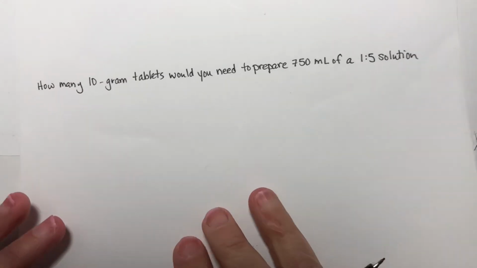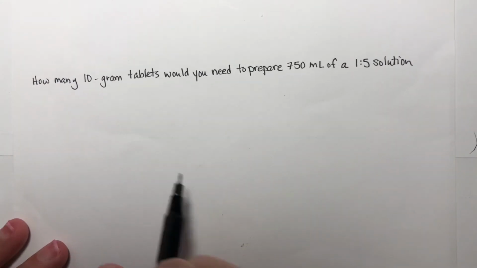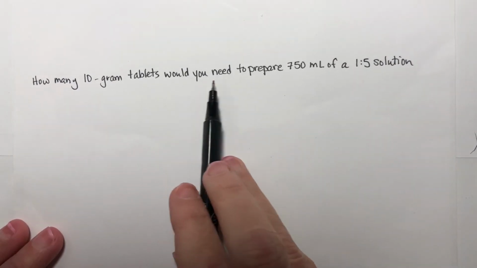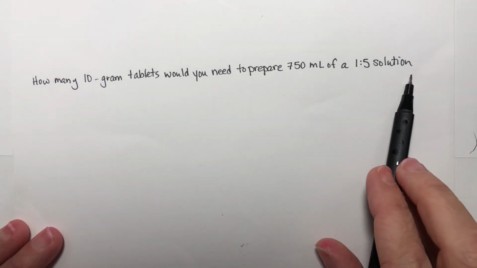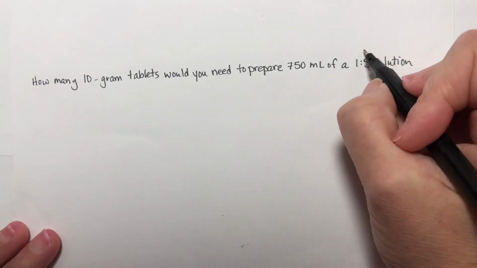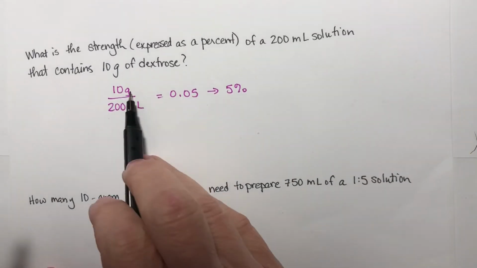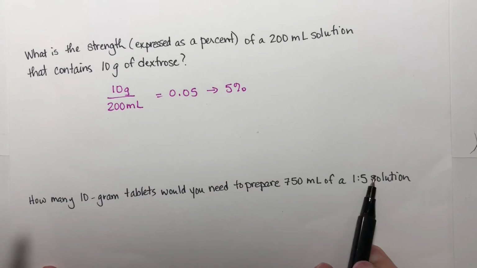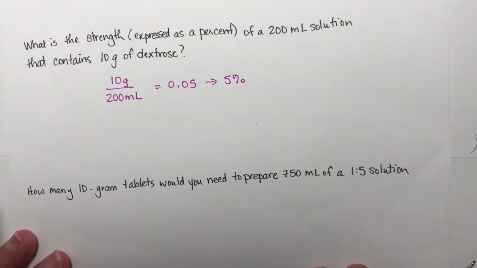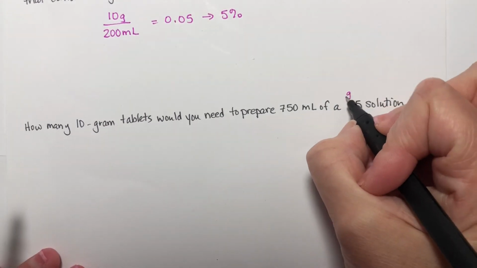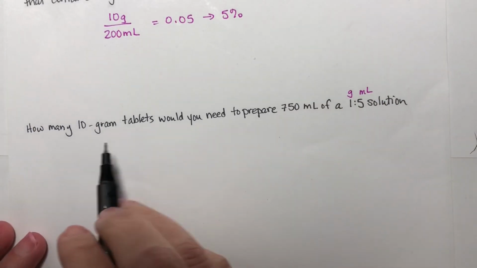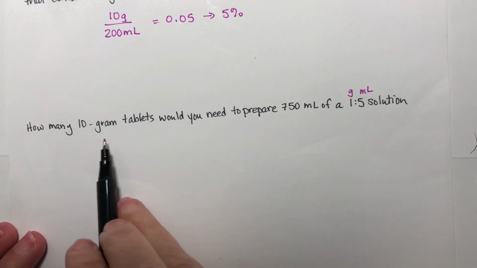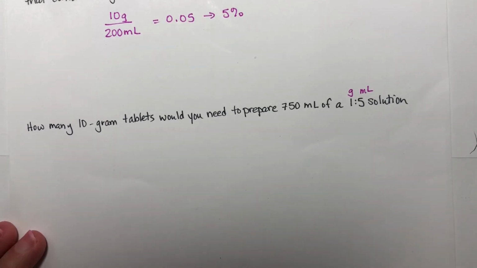Okay, now last one. How many 10-gram tablets would you need to prepare 750 milliliters of a 1 to 5 solution? Okay, 1 to 5. This is the same type of thing we had here. This is another way of expressing the strength. It's grams over milliliters. So 1 gram per 5 milliliters. First thing I want to do is figure out how many grams I'm supposed to give total, and then worry about the tablets at the end.